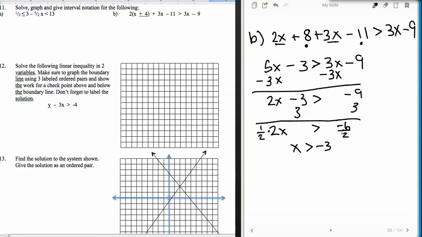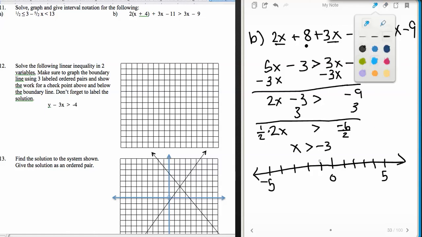Remember that this is not dividing by a negative. It's a negative number already. We just divided by a positive number, so nothing happened to the inequality. And now we need to plot that on our number line. So we have our numbers here. Get this all filled in, labeled up to 5 and negative 5 on each side, and then we can put the entire solution on the number line.